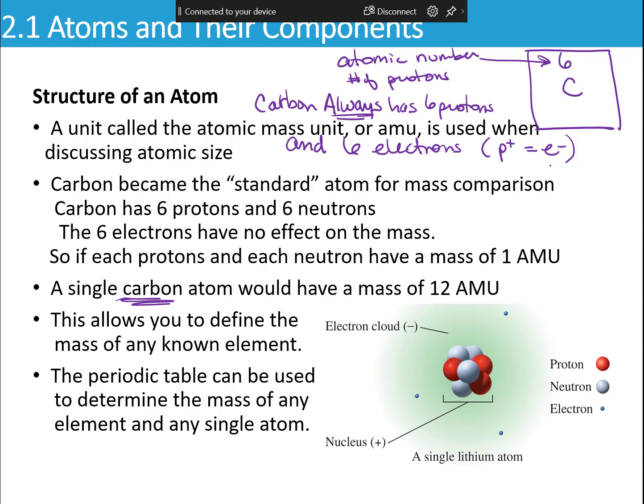So that's the same as saying, since it's 6 at the top, it's the same number as electrons. That tells you the number of protons. It also tells you the number of protons and electrons. Okay? So then we just have to figure out the number of neutrons.